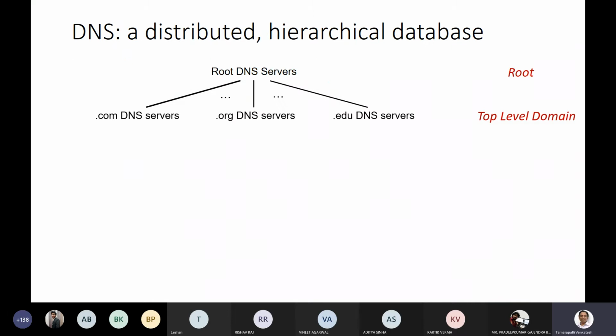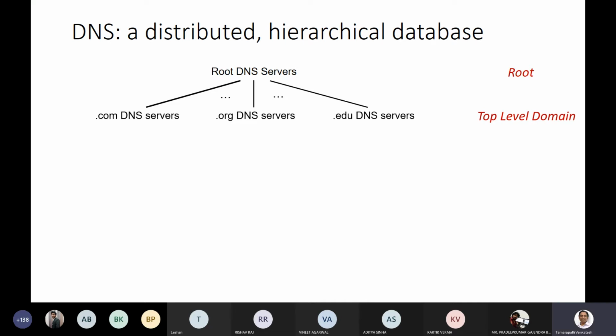Now we will look at the discussion of the DNS. Any queries? Any doubts so far? Okay, if not, we will then continue.